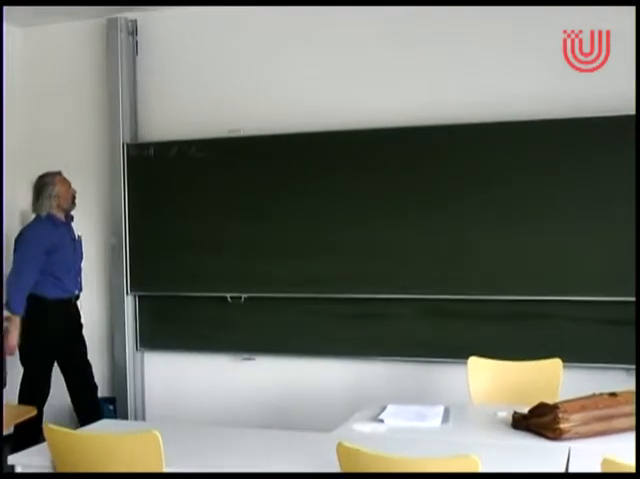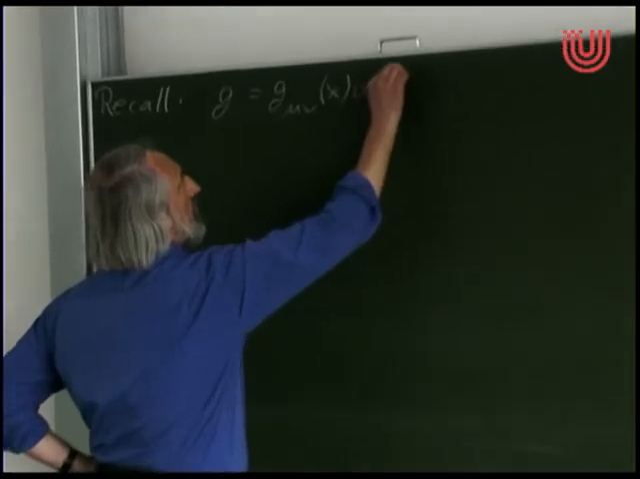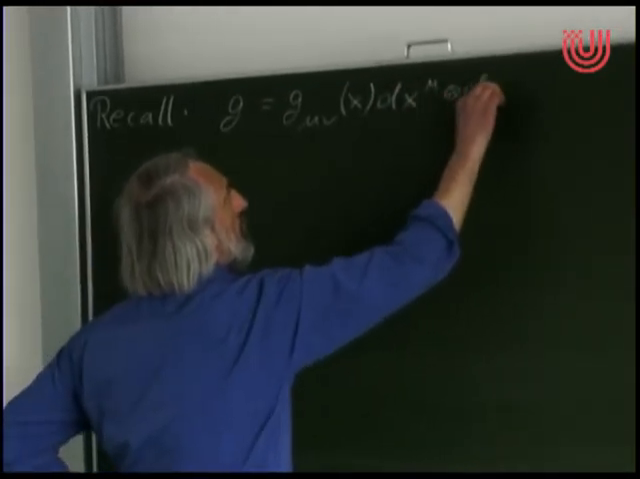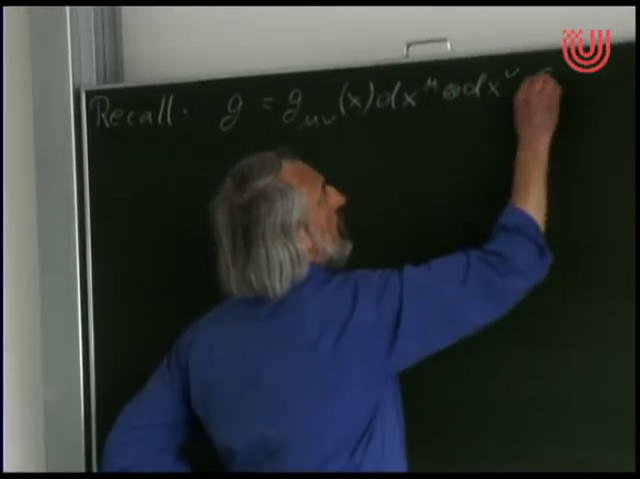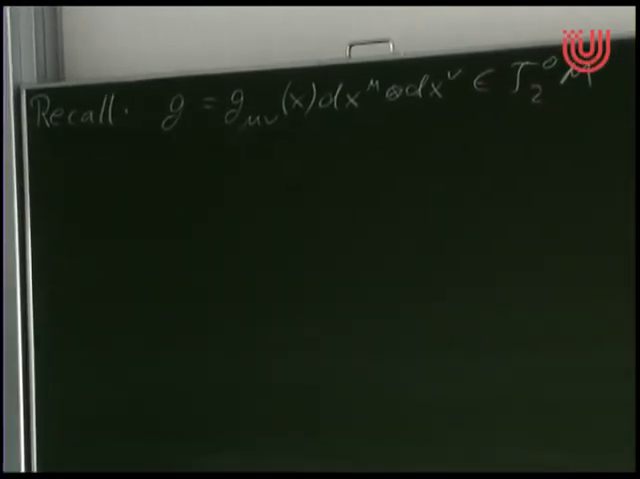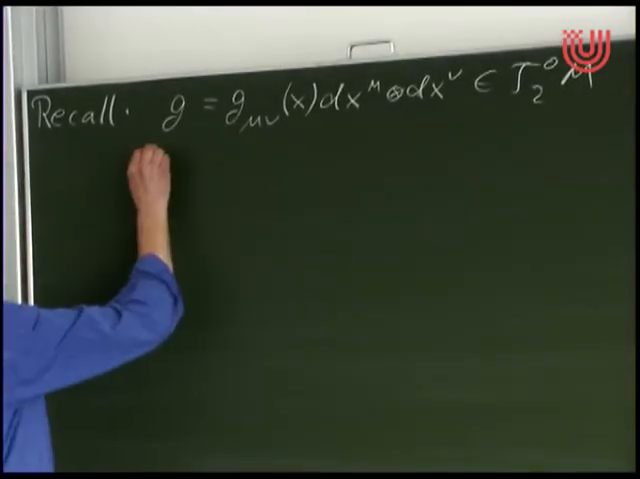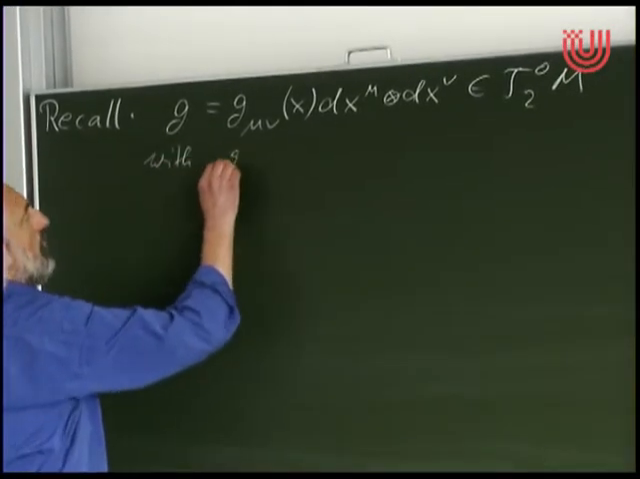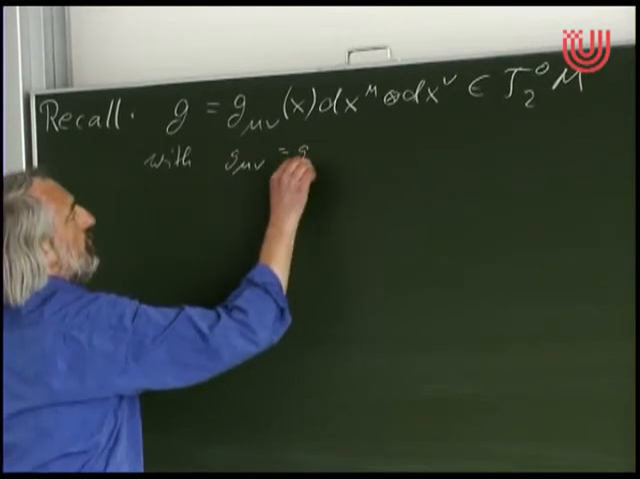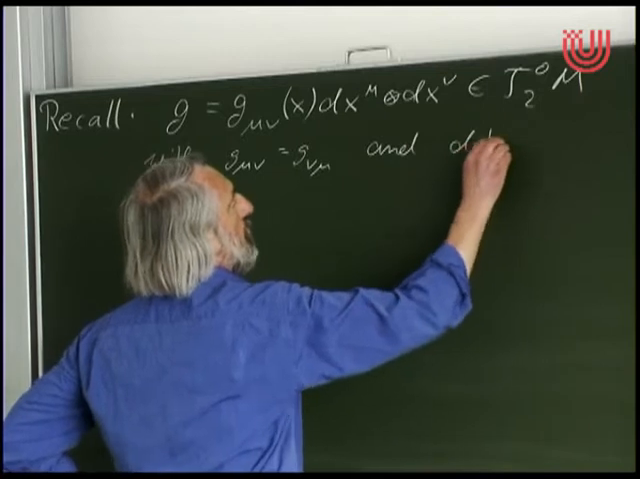That component g_μν, which in general, of course, depends on x, dx^μ dx^ν. So that's a tensor field of second rank covariant. And it was supposed to have two properties. It should be symmetric and it should be non-degenerate.